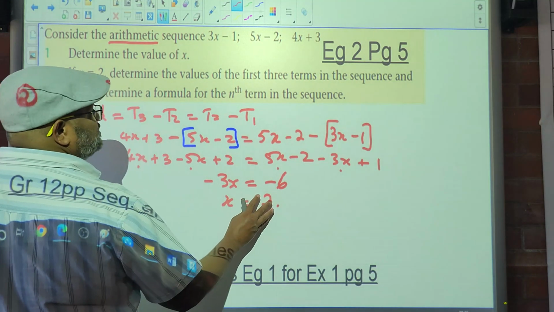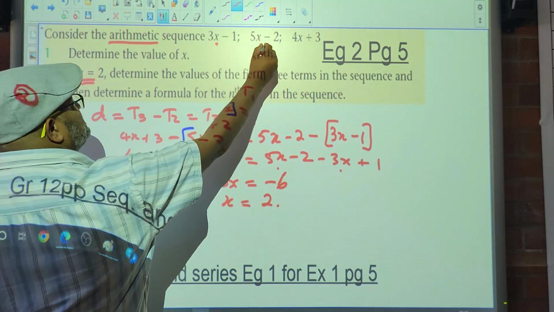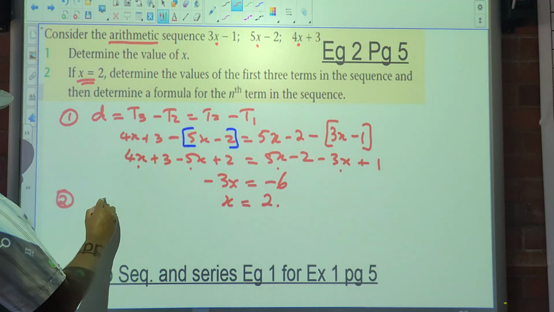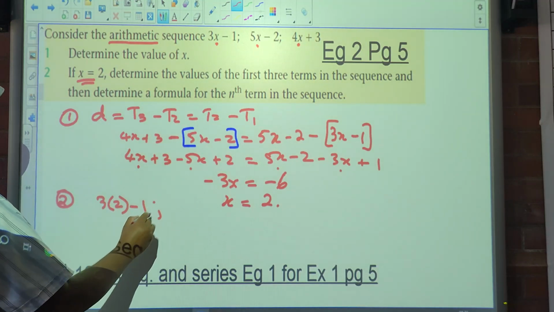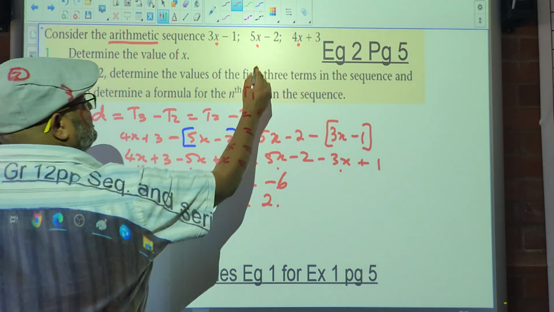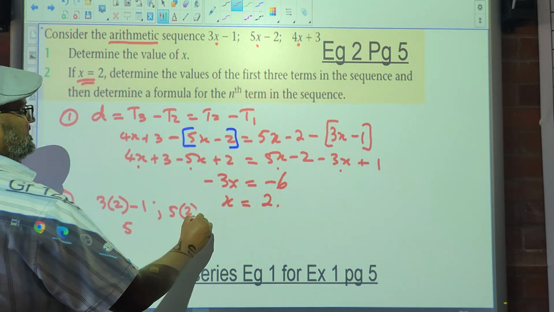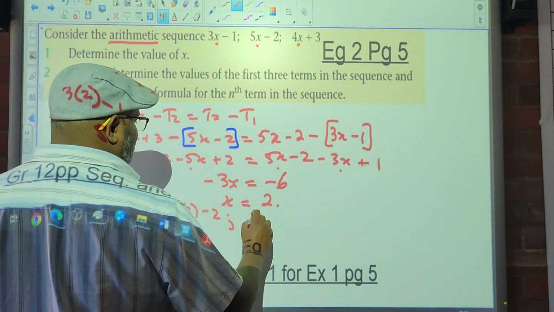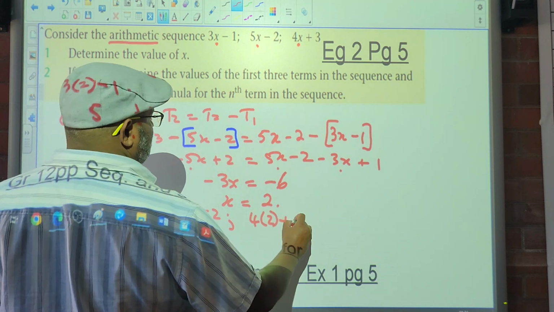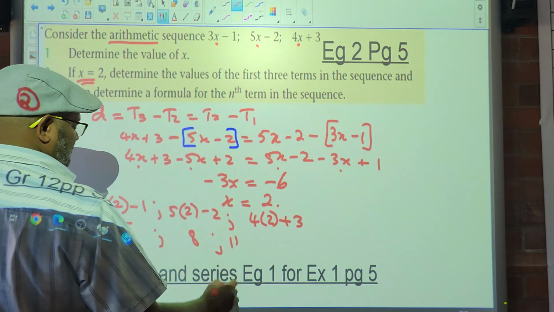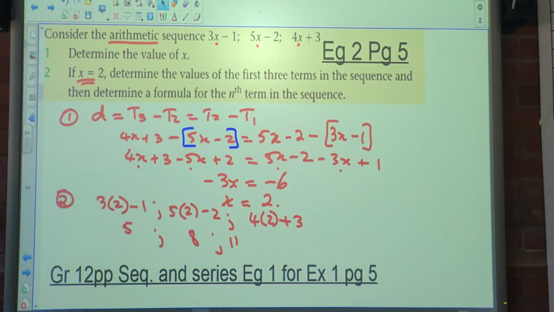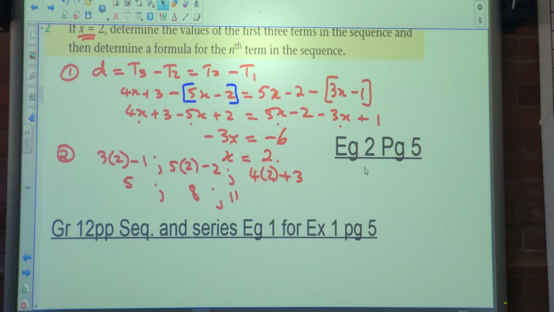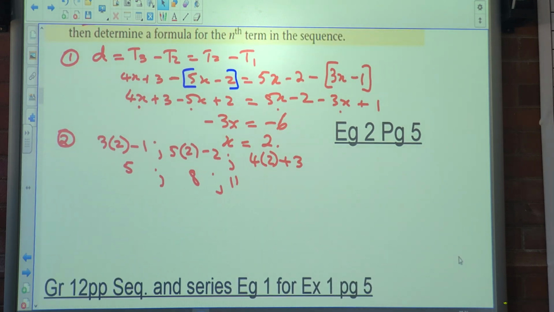So what do I do with this x equals 2? You substitute it wherever you see x in the sequence. So it's going to be 3 times 2, which is 6, minus 1 is 5. The next one will be 5 times 2, which is 10, minus 2 is 8. And then the third term is going to be 4 times 2, which is 8, plus 3, which gives you an answer of 11. Have I answered the question? No, I must still determine the nth term of the sequence, the general term.